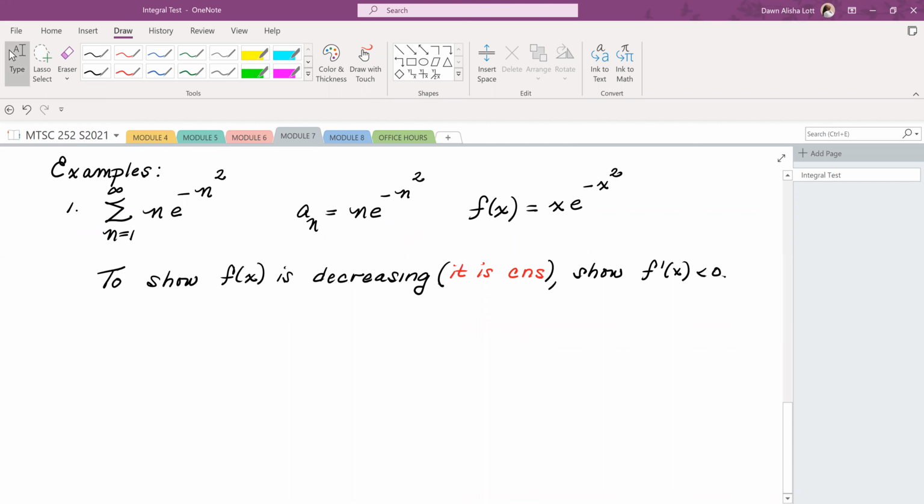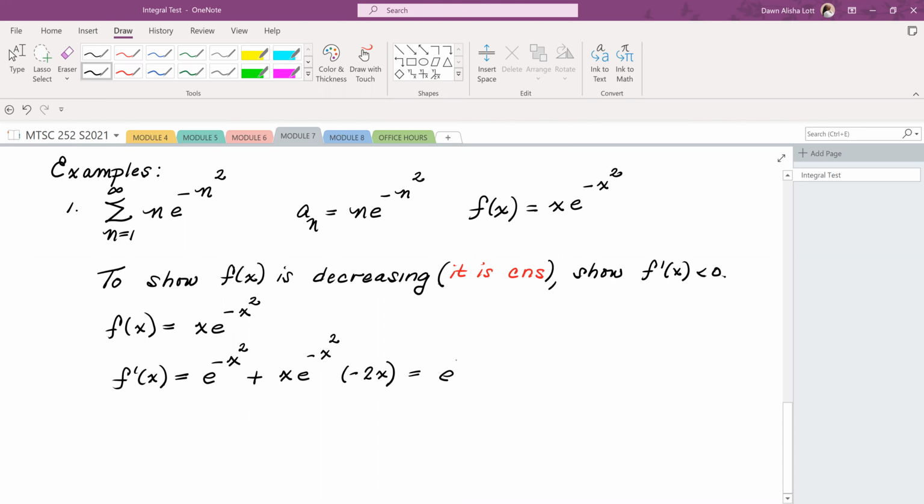Okay, so therefore I have f of x is x e to the minus x squared. F prime of x, derivative of the first is 1 times e to the minus x squared. That's the derivative of the first times the second, plus the first x times the derivative of the second, which is e to the minus x squared. Then I have to multiply by minus 2x. So now I get e to the negative x squared times 1 minus 2x.